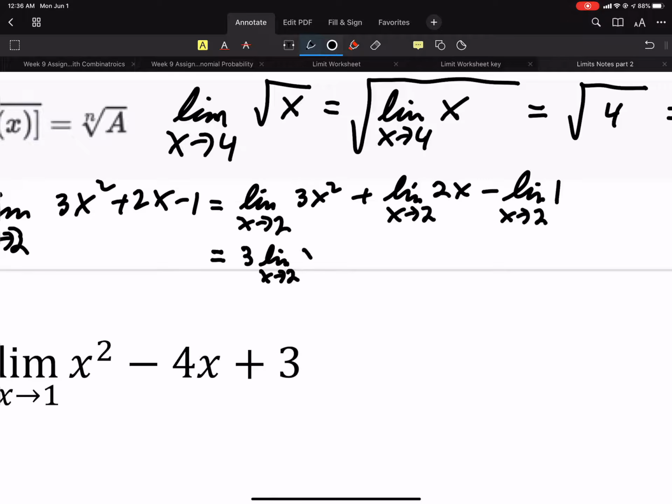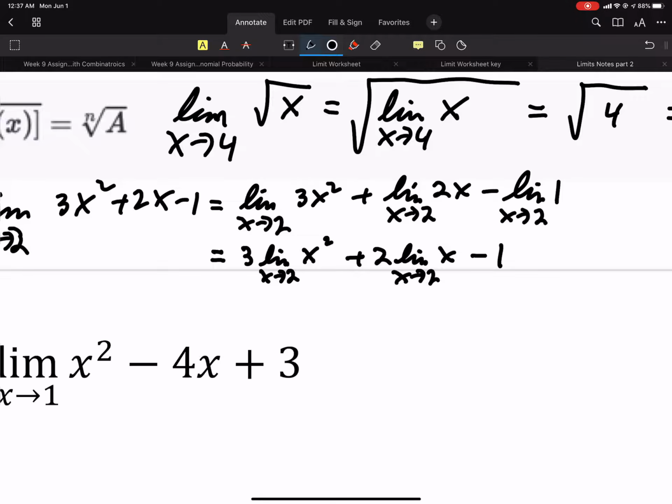Now, I'm driving some of you nuts because you just want to go to the shortcut. Sorry. We have a constant here. I have a constant rule that says I'm allowed to pull the constant out in front. And this last limit, it's a constant function, so we know that's 1.